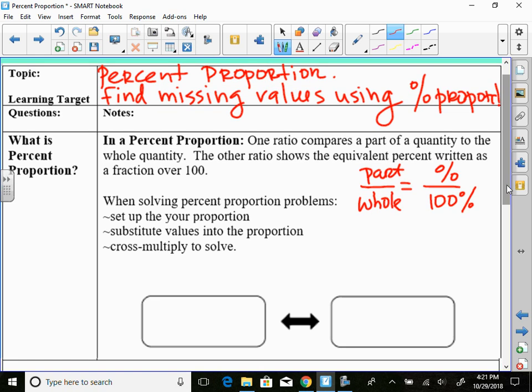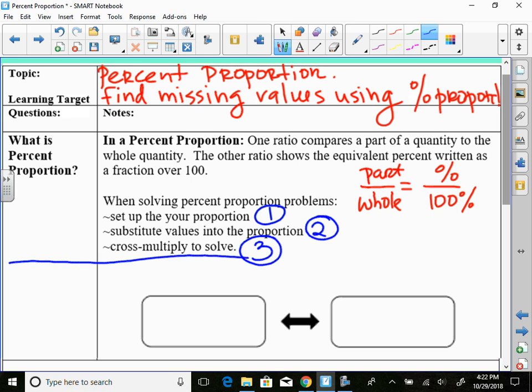When you're solving percent proportion problems, you would need to start off with the general percent proportion formula, and I'll show it to you down below. You're going to substitute the given values into that proportion, and you're going to cross multiply to find the missing value. Go ahead and pause the video so you can copy down the steps before moving forward, and resume me when you are ready.